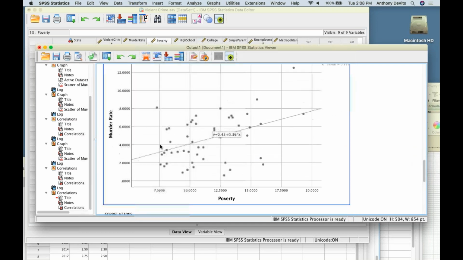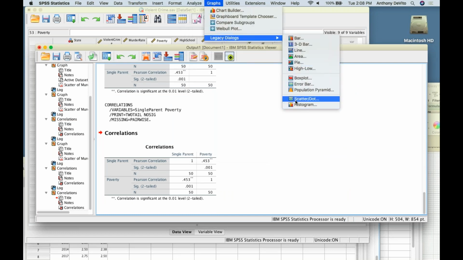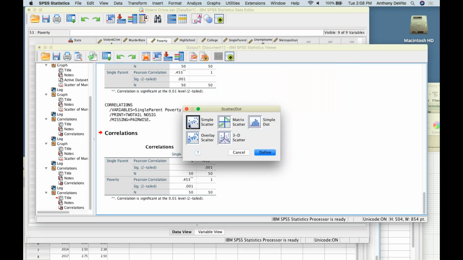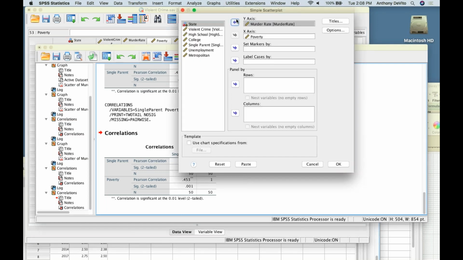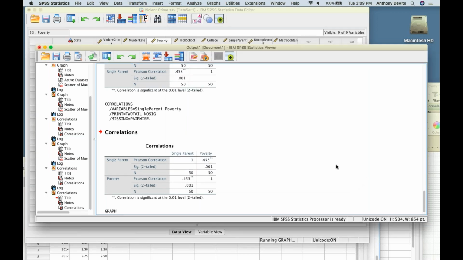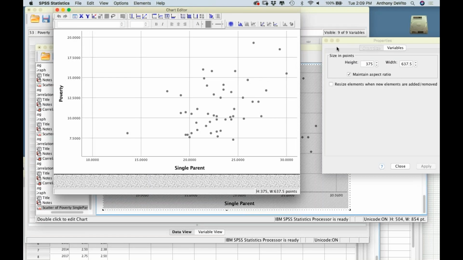Did I do poverty rate and murder rate? I thought my scatter plot was wrong. I moved the wrong variables into my scatter plot. Let me try this again. I'll put in household poverty. You guys didn't catch me on that. I did the right thing on the analysis, but not here. Oh yeah, look at it. Much nicer there.